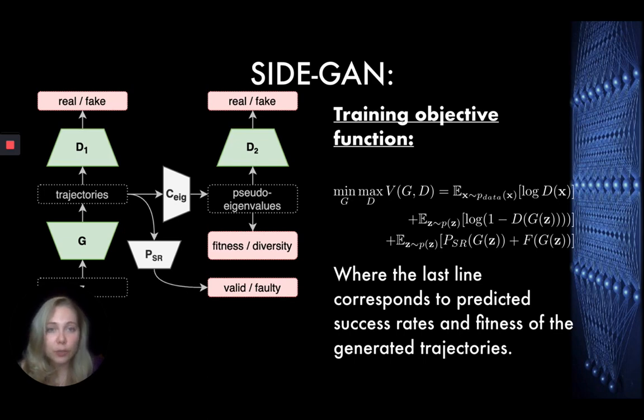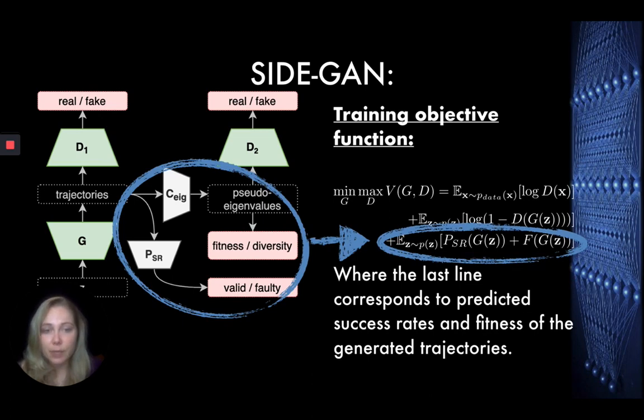So if you look at the training objective function, you can notice that it's pretty much the classic vanilla GAN objective function. However, the last line accommodates for this branch with the predictor and converter, and additional penalties of whether the trajectories are valid or faulty, and also whether the pseudo eigenvalues look like diverse enough, good enough trajectories.